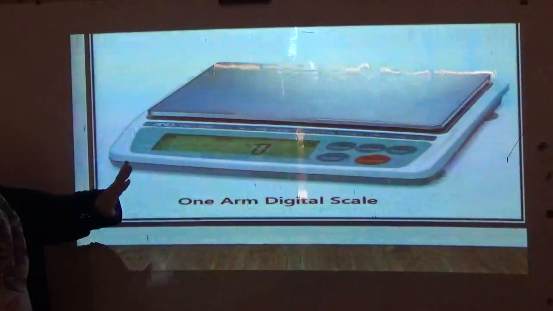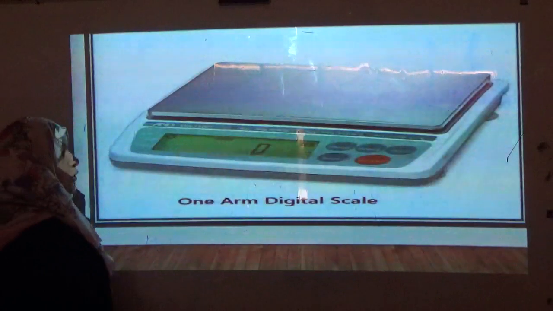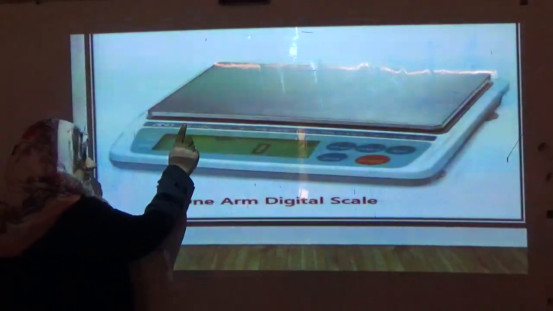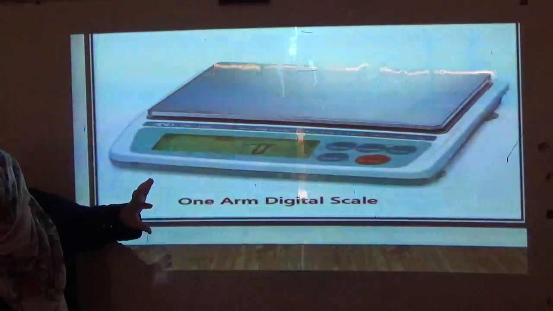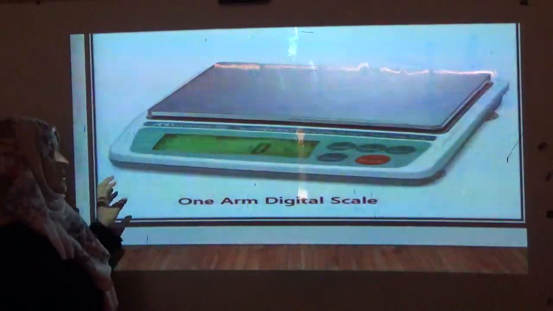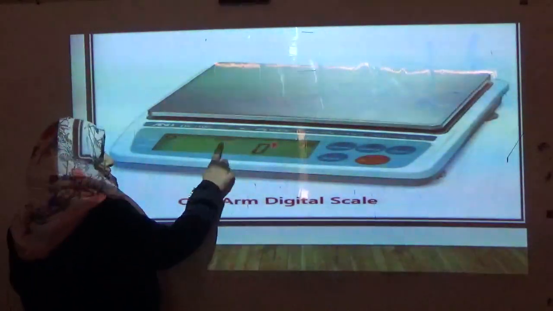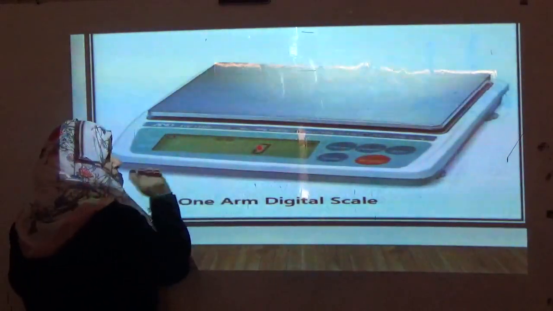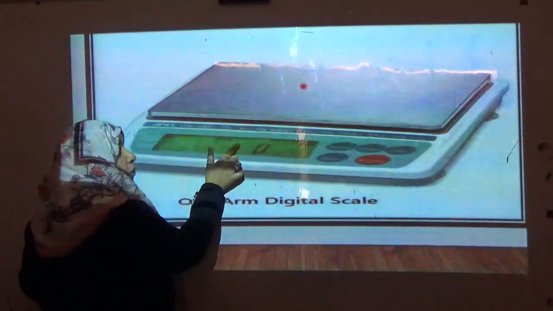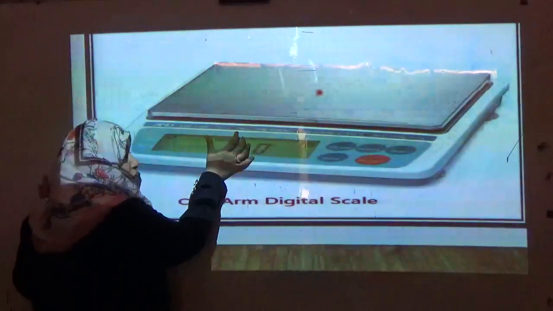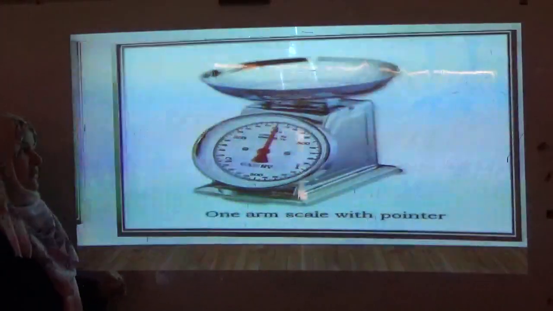Another device used to measure the mass is called a digital scale, or one-arm digital scale, and this device is commonly used in the supermarkets or in the hypermarkets. As you see, this is a digital screen. The amount of matter will be written here on the digital screen in the form of numbers or digits. And here I can put the object.